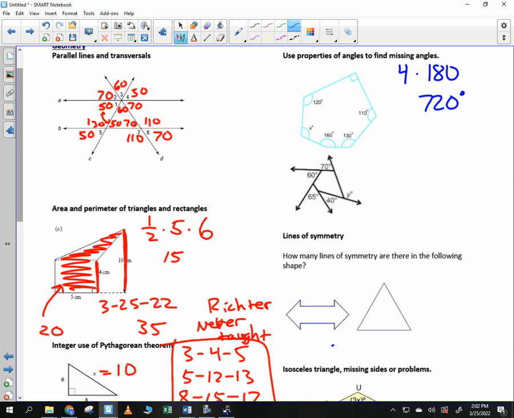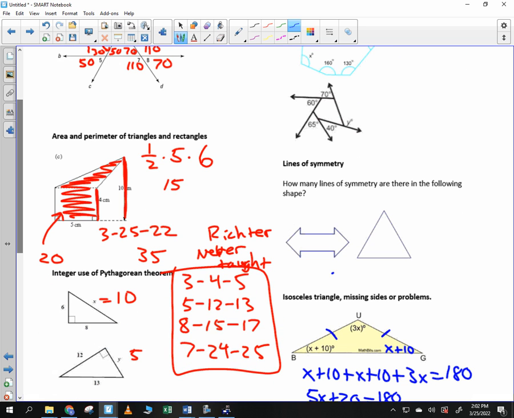So now, could we figure out x? How would you do that? Add them up and subtract from 720, right? Good. Let's move on to the next one.